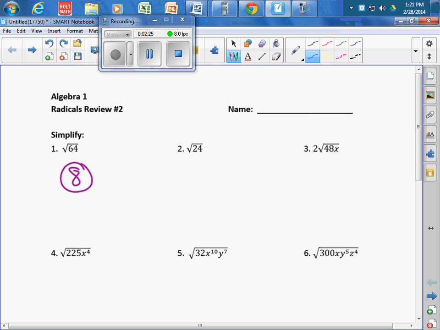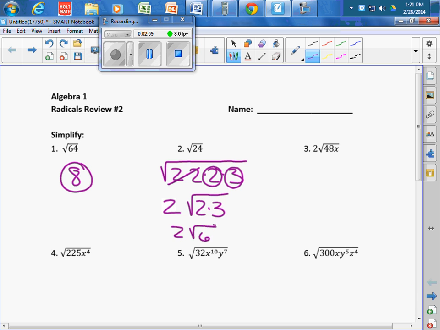The square root of 24. How can I simplify that? Well, if you plug that into your calculator, you wouldn't get a nice round number, meaning 24 is not a perfect square. So what we need to do is find the prime factors of 24. The prime factors of 24 are 2 times 2 times 2 times 3. At this point, we're going to pull out pairs. If there's a pair of factors that are the same, you can pull one out. These guys stay behind in the radical. 2 radical 6 would be your answer.